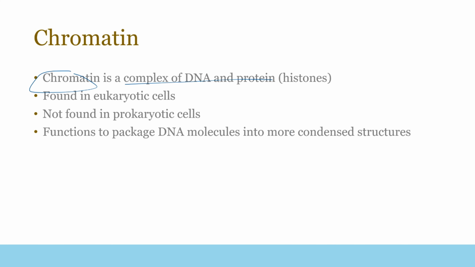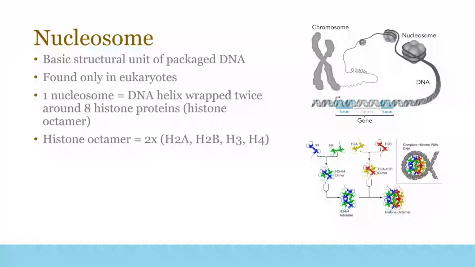specifically histone proteins. It's found in eukaryotic cells and it's not found in prokaryotic cells. And the function of chromatin is to package DNA molecules into more condensed structures. The basic structural unit of chromatin is a nucleosome, and a nucleosome or chromatin is found only in eukaryotes. One nucleosome is basically a DNA helix wrapped twice around 8 histone proteins, or a histone octamer.